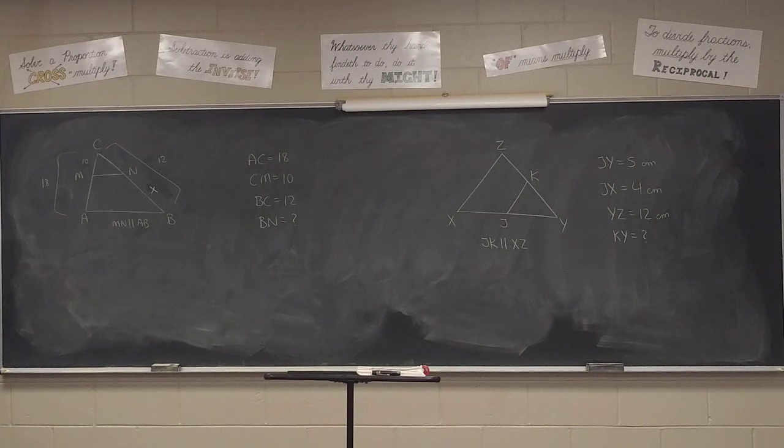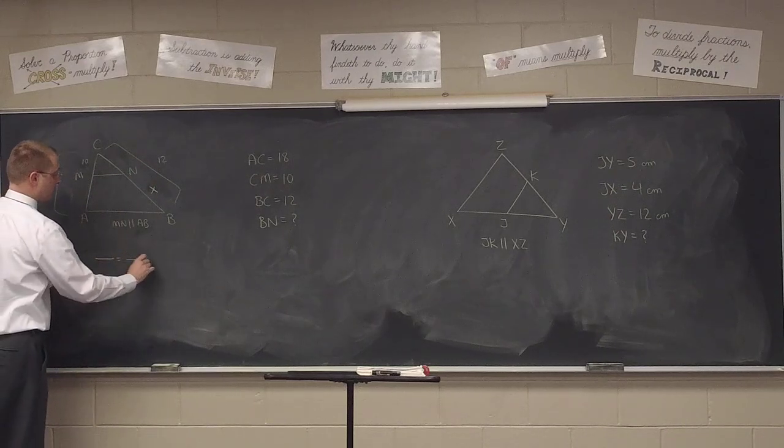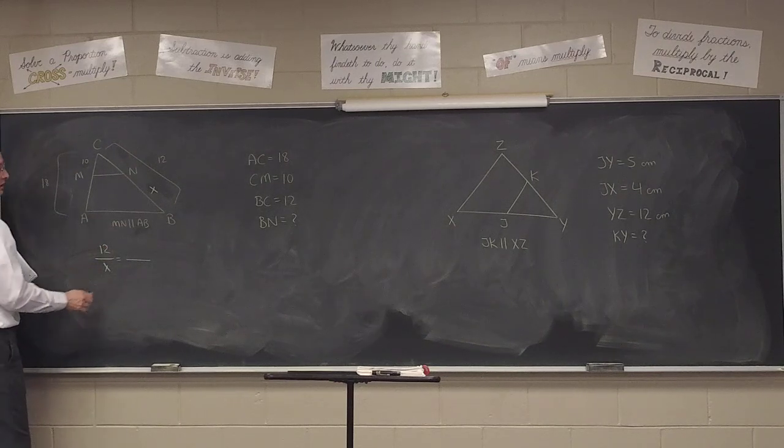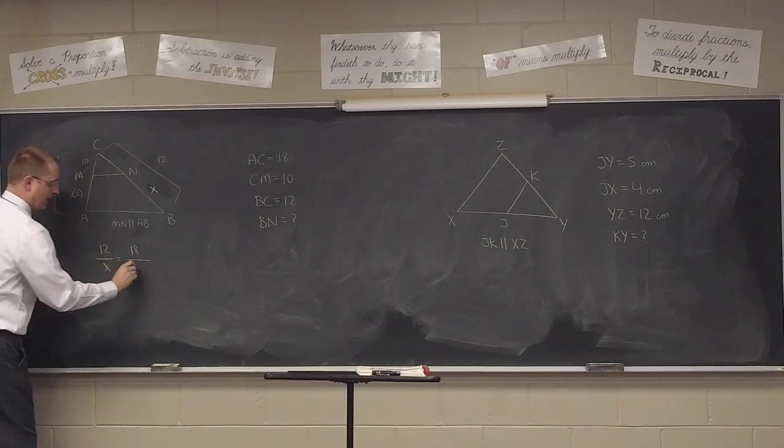All right, how many have the correct setup? What proportion are we shooting for, Audrey? Whole is to bottom. So start with the X side. We would write what in the proportion then? 12 is to X. Whole is to bottom, as 18 is to the bottom, which we don't know, but we can very easily find to be 8.